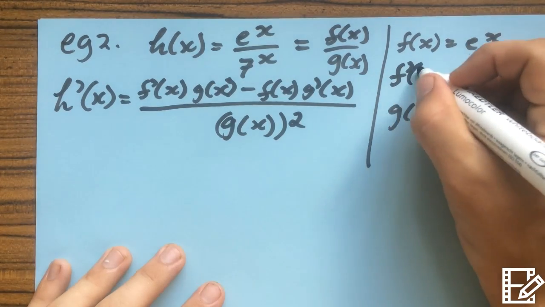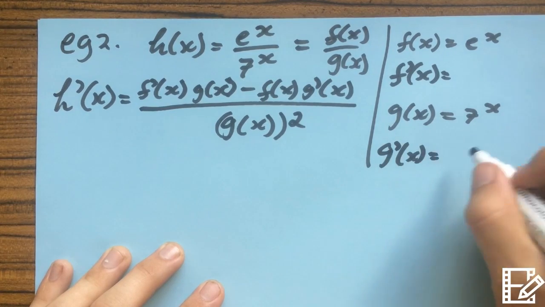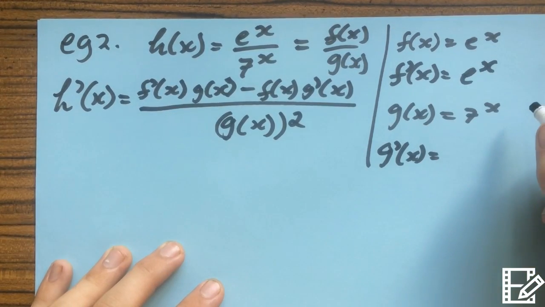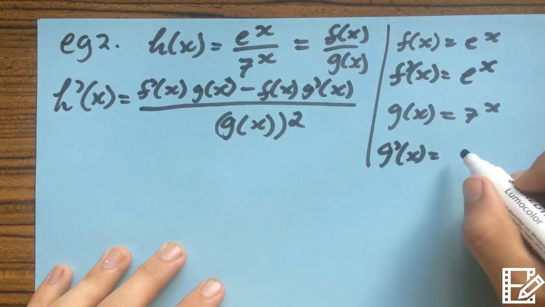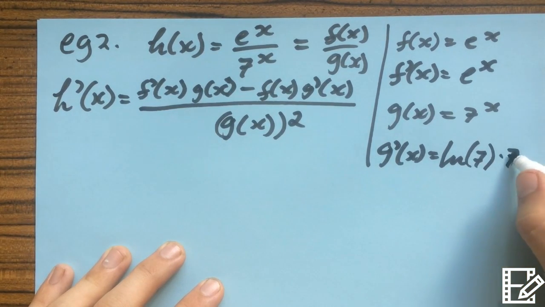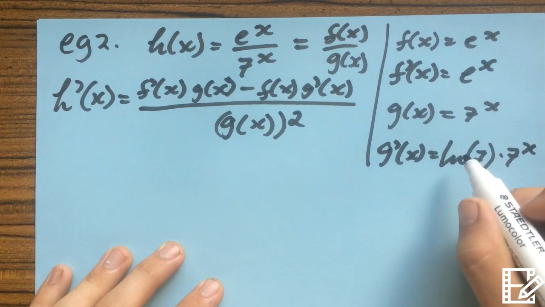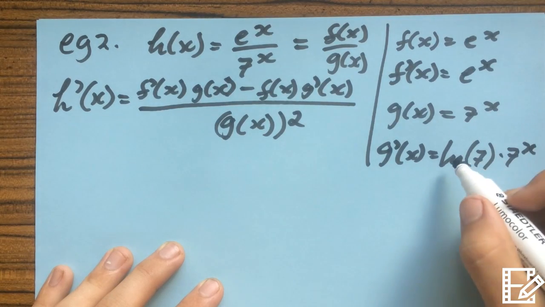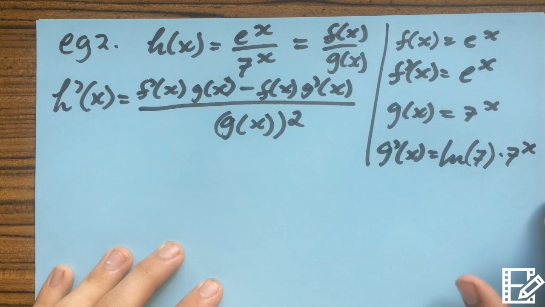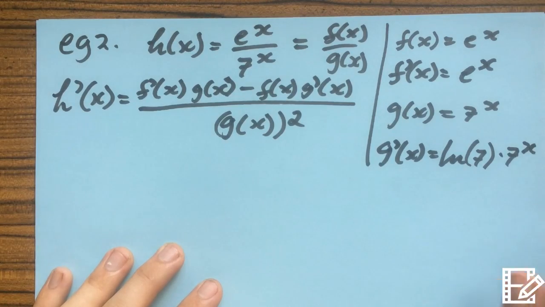We need to find the derivative of f(x) and the derivative of g(x). The derivative of e to the power of x is just e to the power of x, and the derivative of g(x) is ln 7 multiplied by 7 to the power of x. That is because when you derive a number to the power of x, you get the natural logarithm of that number multiplied by that number to the power of x. In this case, it's 7 to the power of x, so it's ln 7 multiplied by 7 to the power of x.